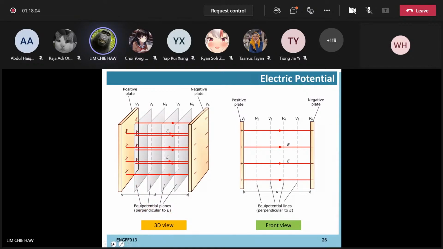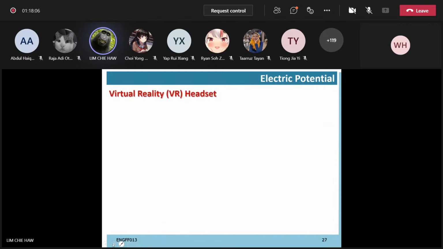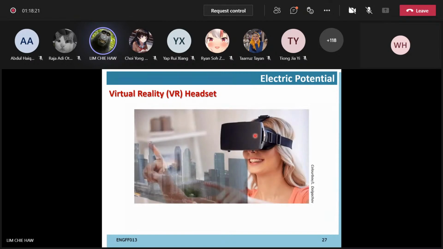All right. Before we go to the tutorial, one application of electric potential is the VR headset, the virtual reality headset. Some of you may have seen it before. Whether it's for gaming, or for aviation, or maybe in the war zone, you need to have this VR headset.